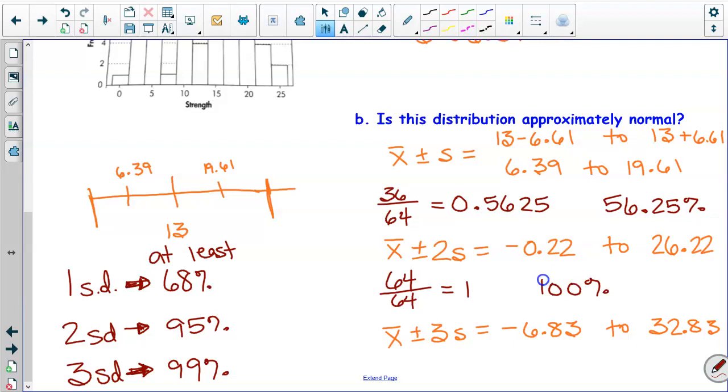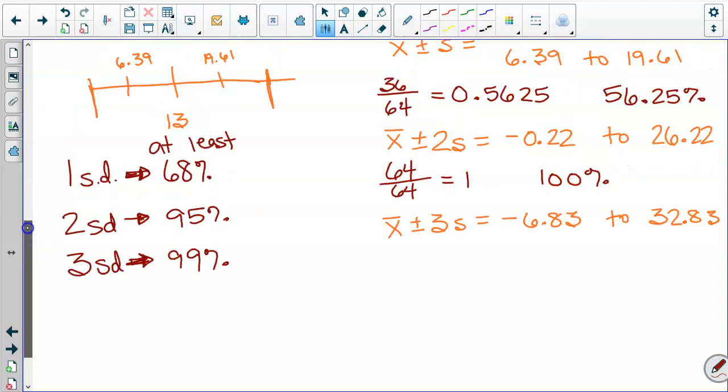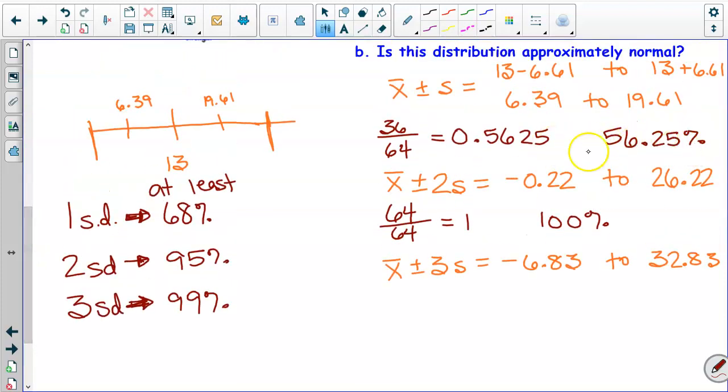Isn't that interesting? So is this normally distributed? Well, I wrote this word after I was writing them for you. I went back and wrote this: at least 68%. That means 68 or more. Is 56.25 at least 68? No. So is this normally distributed? No.